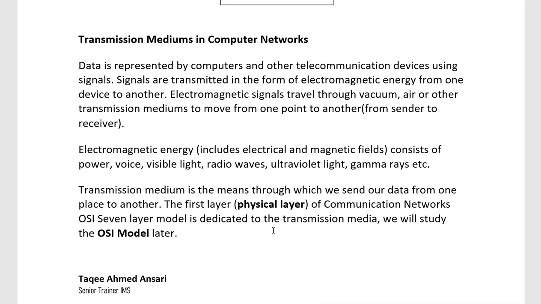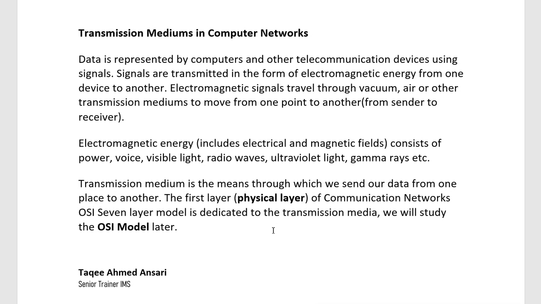Now, transmission mediums in computer networks. Data is represented by computers and other telecommunication devices using signals. Signals are transmitted in the form of electromagnetic energy from one device to another. Electromagnetic signals travel through vacuum, air, or other transmission medium to move from one point to another, from sender to receiver. Electromagnetic energy includes electric and magnetic fields, and consists of power, voice, visible light, radio waves, ultraviolet light, gamma rays, etc. So a transmission medium is the means through which we send our data from one place to another.